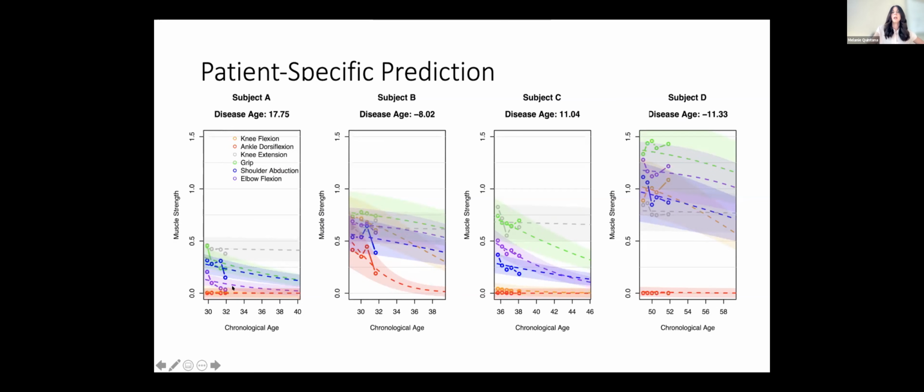And what you can see here is that what muscle groups are going to actively progress really depends on the disease stage of the individual. So participant B, who's earlier on in the disease, we expect to most actively progress on both dorsiflex and knee flex, whereas participants A and C, we expect to progress most actively on knee extension, the upper extremities, grip, shoulder abduction, and elbow flexion. So again, in terms of thinking about clinical trials, this also shows that a single endpoint is not going to work for all individuals.